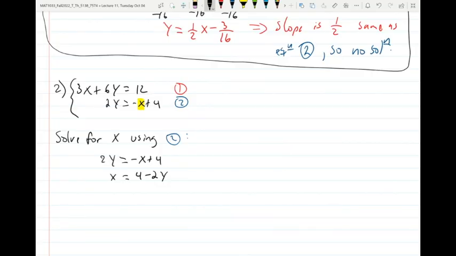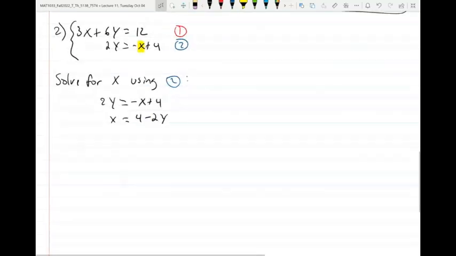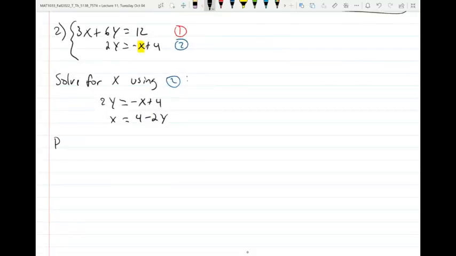Plug x into the first equation. Into equation number 1. So notice that we used equation number 2 to solve for x, so now you're gonna plug it into the other equation. If you plug it into the same equation, everything will cancel and you're not gonna get anything. We didn't use number 1, so we're gonna use it now. So now we're going to plug x equals 4 minus 2y into equation number 1.